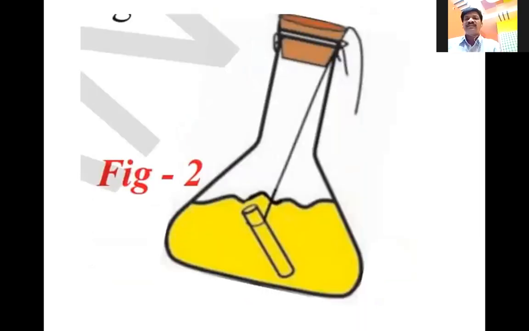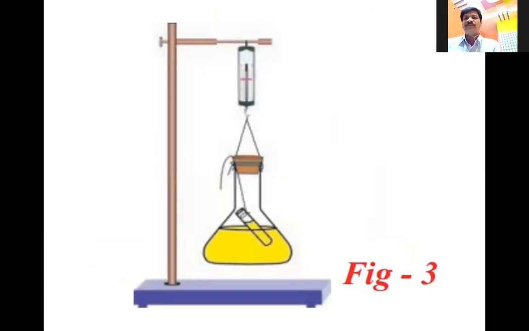And we will get a change in the color of lead nitrate and potassium iodide after completion of the chemical reaction. We observe that a yellowish precipitate forms. After completion of this reaction, we get the yellowish precipitate. After this, we hang this whole apparatus on the spring balance, and once again we take the weight after completion of the chemical reaction.